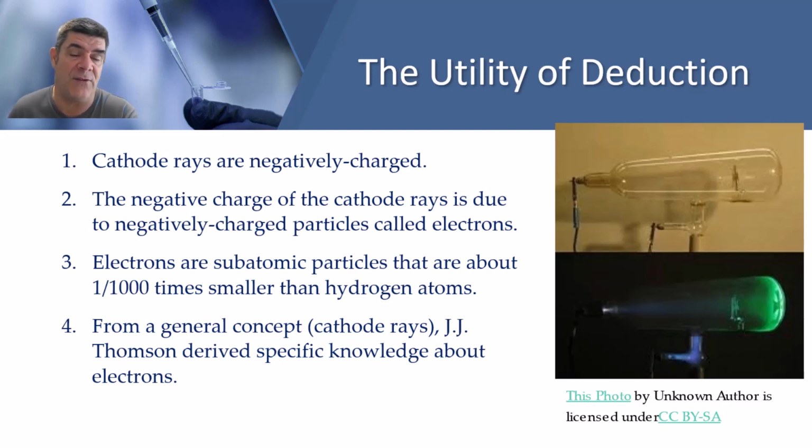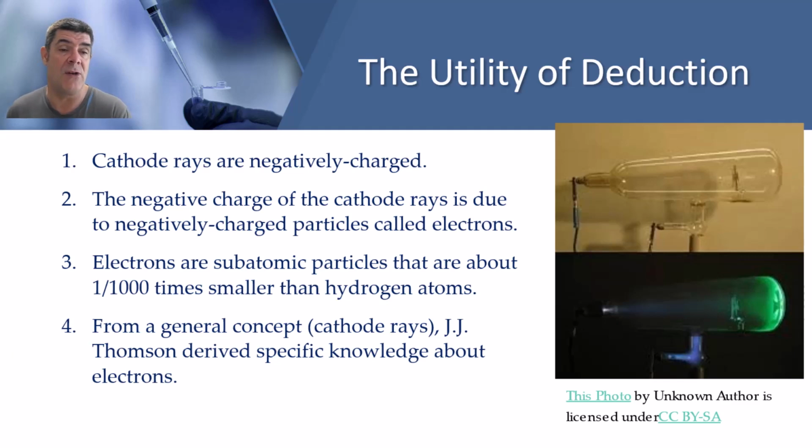So from the general concept and understanding of cathode rays, J.J. Thomson derived specific knowledge about electrons. As a result of his discoveries, the atomic theory was modified. You may know this from the plum pudding model, which was Thomson's model. He still held on to that idea that atoms were neutrally charged, but now he knew that there were electrons in there, tiny negatively charged particles. They were his plums in the pudding. The pudding itself was some positively charged mass that was countering the negatively charged electrons.